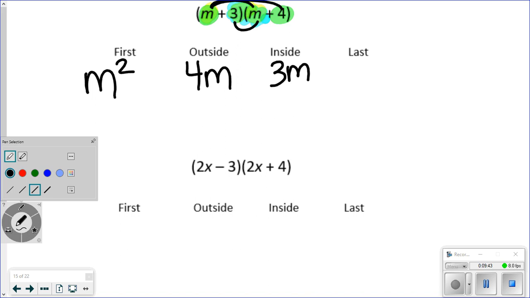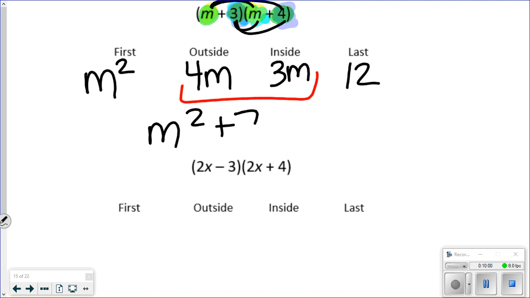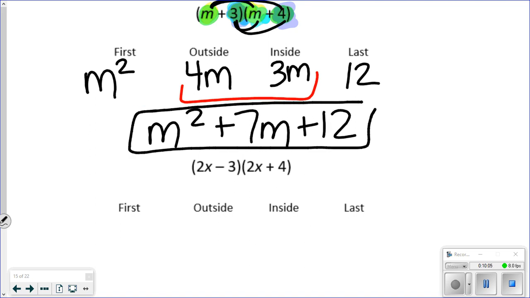And then my last terms in the sets of parentheses is this 3 times 4, which is 12. CLT, combine like terms. I have m squared, positive 4 plus 3 is 7. Then I have a positive 12 at the end. And there we go. And as you do this, if it helps, you can put your signs there. They're positives. Okay?